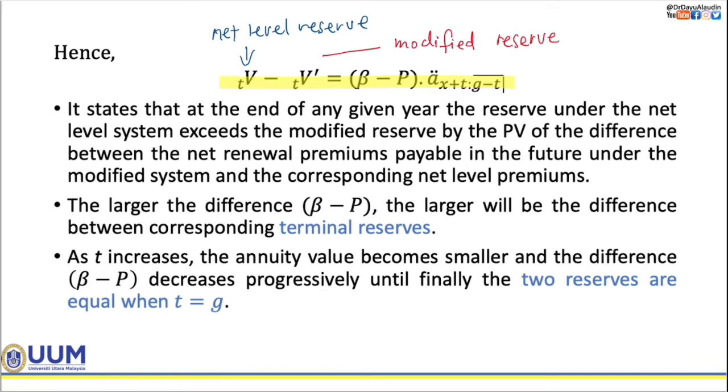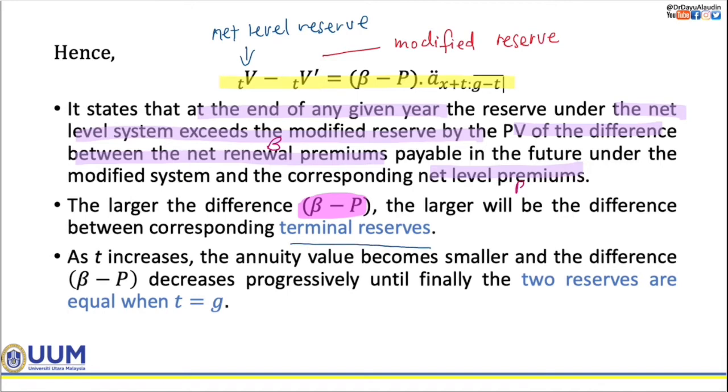This equation states that at the end of any given year, the reserve under the net level system exceeds the modified reserve by the PV of the difference between the net renewal premiums. So beta is the net level renewal premium payable in the future under the modified system, and the corresponding net level premium, P, is the net level premium. The larger the difference beta minus P, or the renewal premium minus the net level premium, the larger will be the difference between the corresponding terminal reserves. So terminal reserve is the reserve at the end of the policy year.